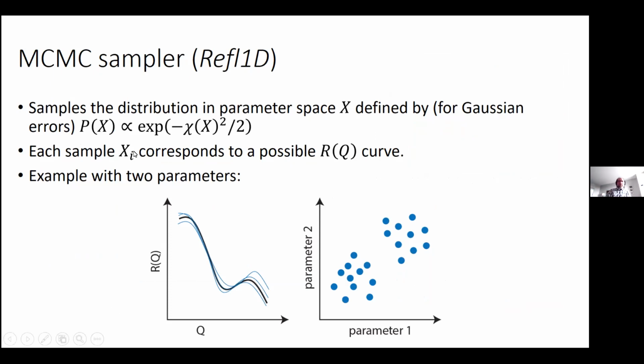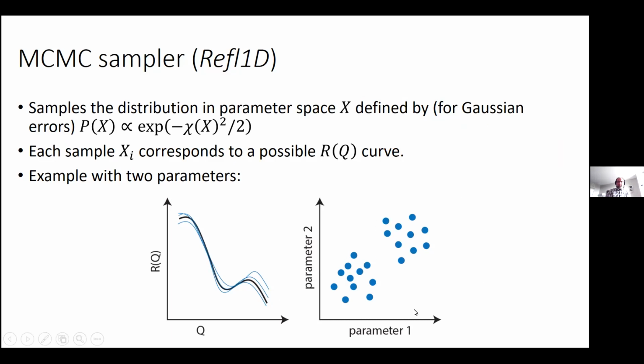Each of your possible samples, so when you fit your data, you get a distribution in parameter space that obeys this distribution, and each one of the samples that you get corresponds to an R of Q curve, which isn't necessarily the correct R of Q curve, but it's one of the ones which is close, it's constrained to the data. And so what do I mean by that?